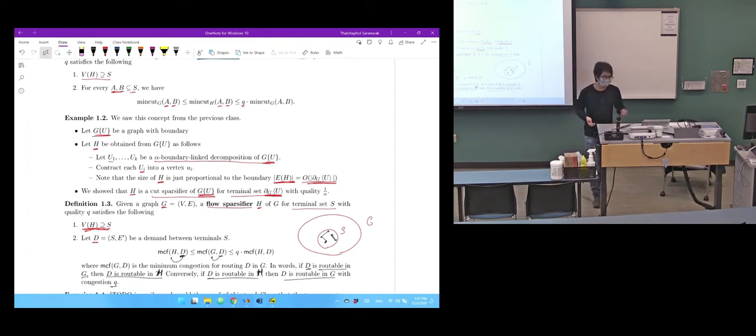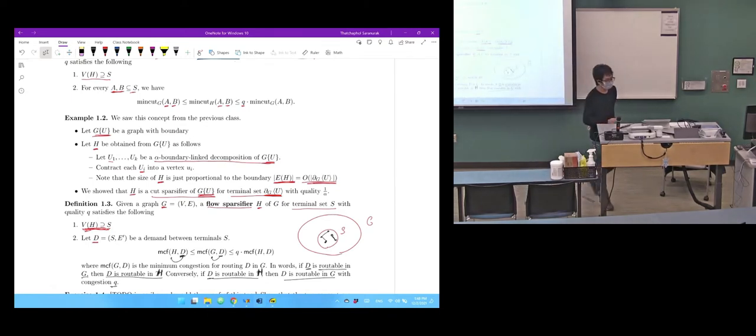But you can always set H to be G and it will preserve. Because you have written, conversely, if D is routable in H, then D is routable in G with congestion Q, in the flow, the last line. So does H have more capacity? Q can be less than 1 as well. You think of Q as log n or more, so H has more capacity than G in that sense.